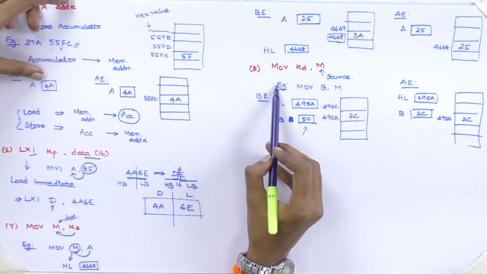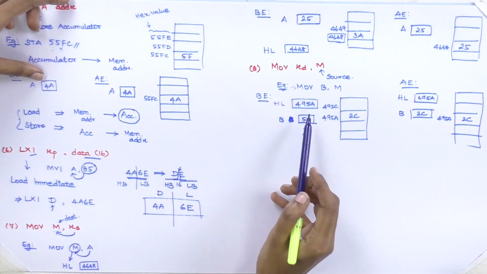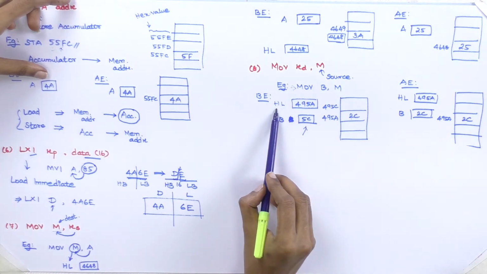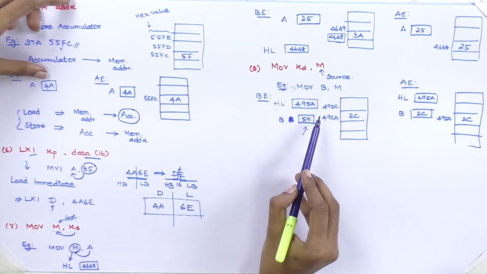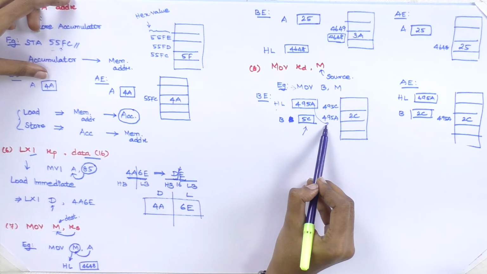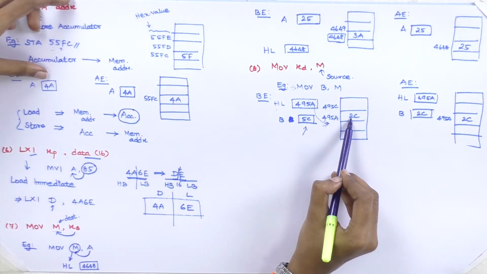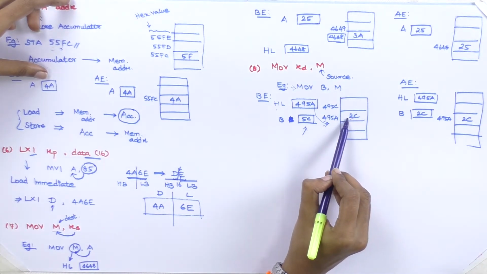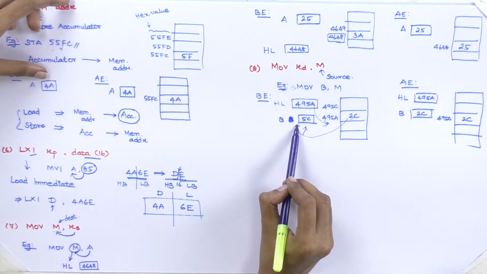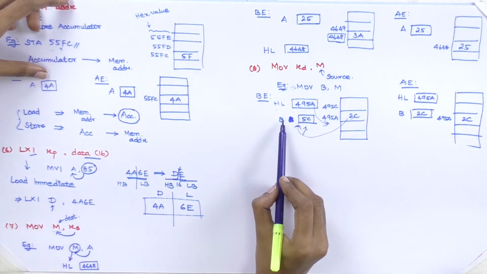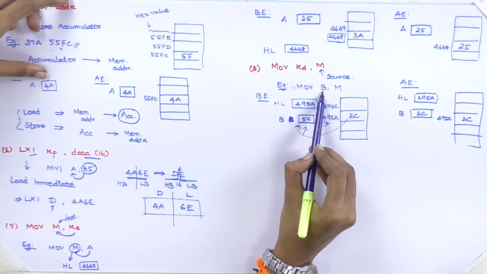So when the processor sees this instruction, first it will check the HL register pair, look into the value, go to that memory, see the value stored in it, take that value and then transfer it to the B register, because B was mentioned in the instruction.